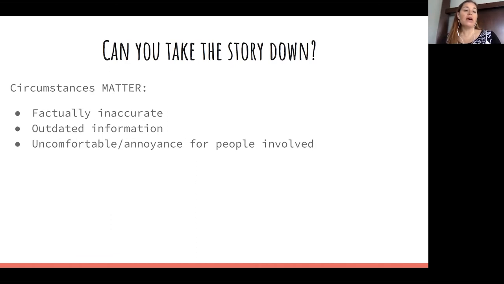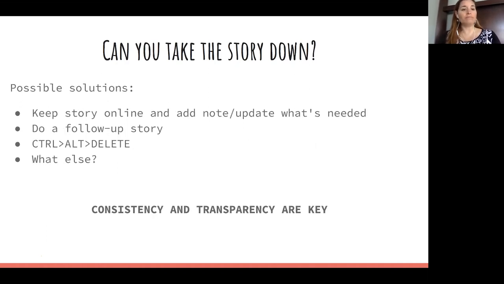So we would always recommend that corrections go at the top or within the story where the inaccurate information was. If there's outdated information, can you somehow update it? If someone is just uncomfortable or annoyed, that would be a case where I'm much less likely to update a story or take it down. So, possible solutions: you can keep the story online and add a note or update what's needed. You can do a follow-up story. You can delete it. Now, I'd be curious to see if your news organizations have deleted stories. The organizations I have worked with, I have not been part of a story that has been deleted, or had one of my stories deleted. We've updated stories and done follow-ups, but we have not fully deleted stories.